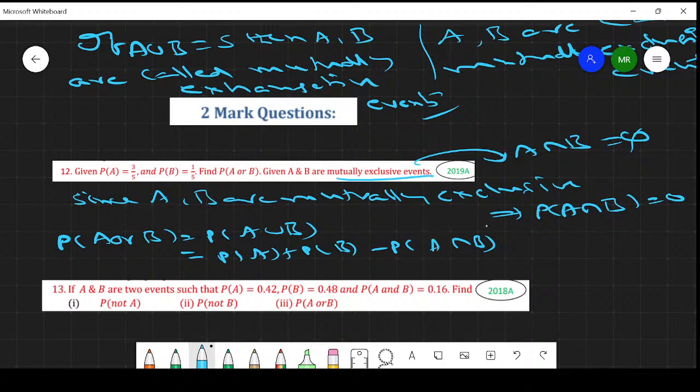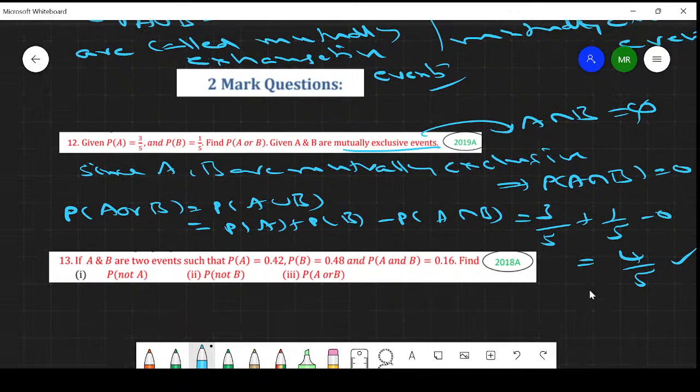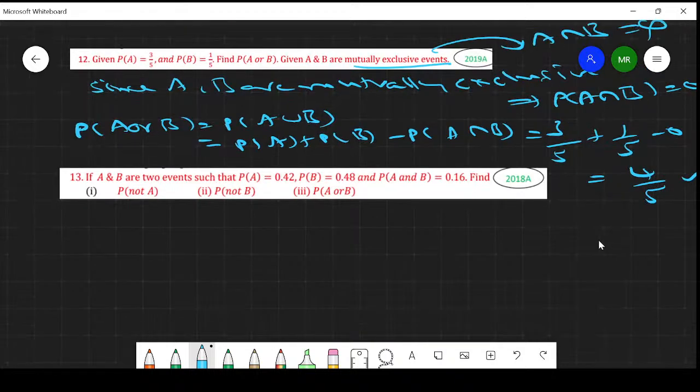Substitute: we know P of A is 3 by 5. So 3 by 5 plus 1 by 5 minus 0. It will come to 4 by 5. This is the required answer. 4 by 5 is the required answer. That's simple, right? Now, see the 13th one.